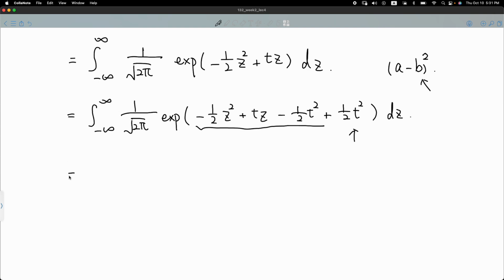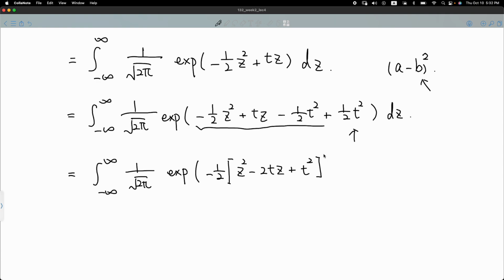So what we have is the following. Let's first complete the square. Maybe I bring this constant outside first. Then inside the square bracket, you will have z squared minus 2tz plus t squared. And then you have another copy of 1/2 t squared, dz.